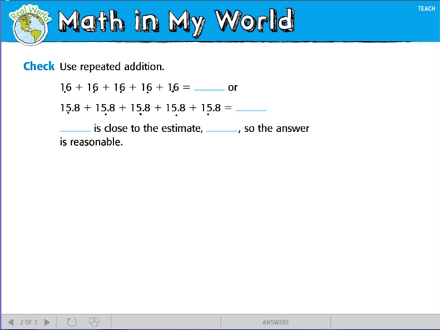So 16 plus 16 is 32. Plus 16 is 48. Plus 16 is 64. Plus 16 is 80. Do this one on your whiteboards.